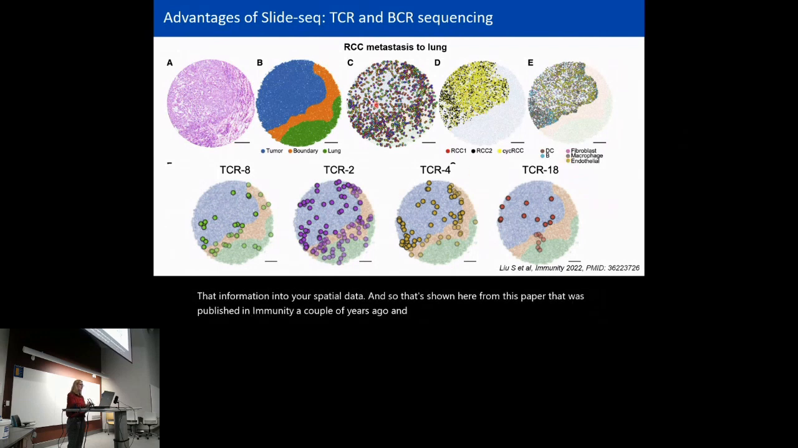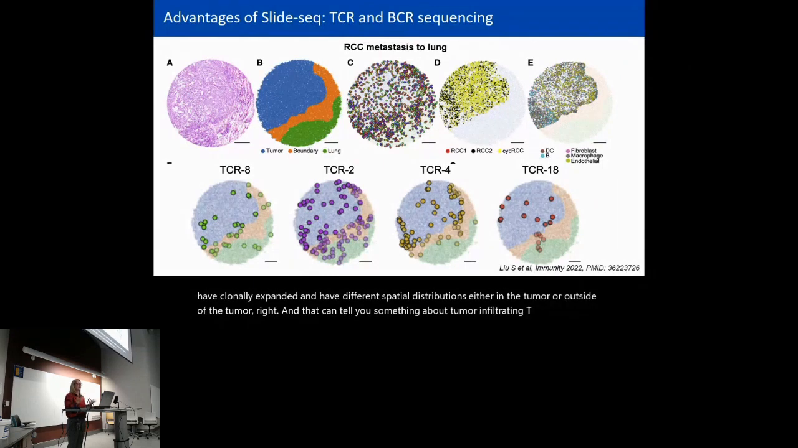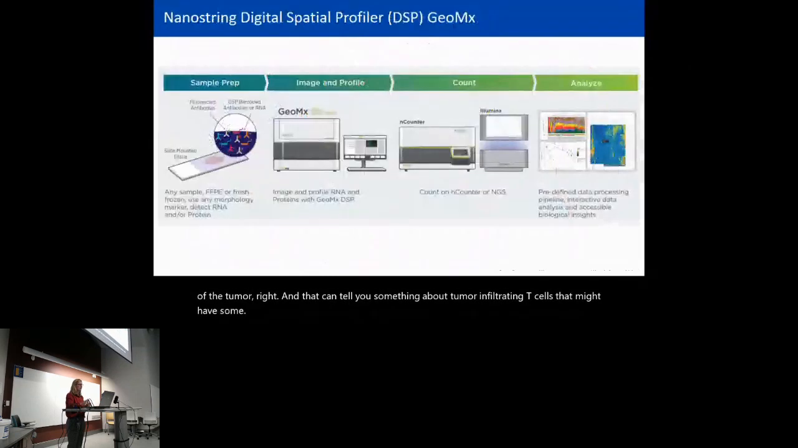And this is looking at renal cell carcinoma metastasis to the lung. And you can see very nicely, they can both identify tumor as well as lung tissue and a boundary area using the spatial portion of the transcriptomics data, but then they can also go in and look at the T cell receptors and identify different TCRs that have clonally expanded and have different spatial distributions either in the tumor or outside of the tumor, right? And that can tell you something about tumor infiltrating T cells that might have some interesting use for your data.